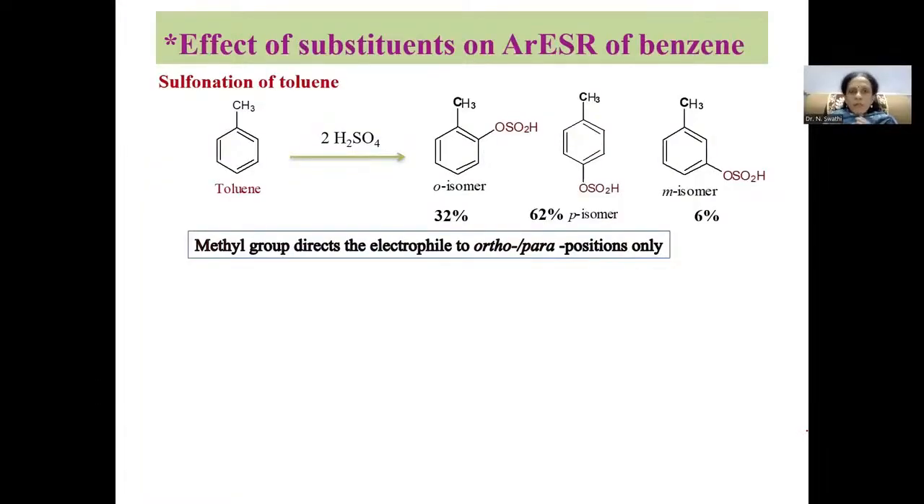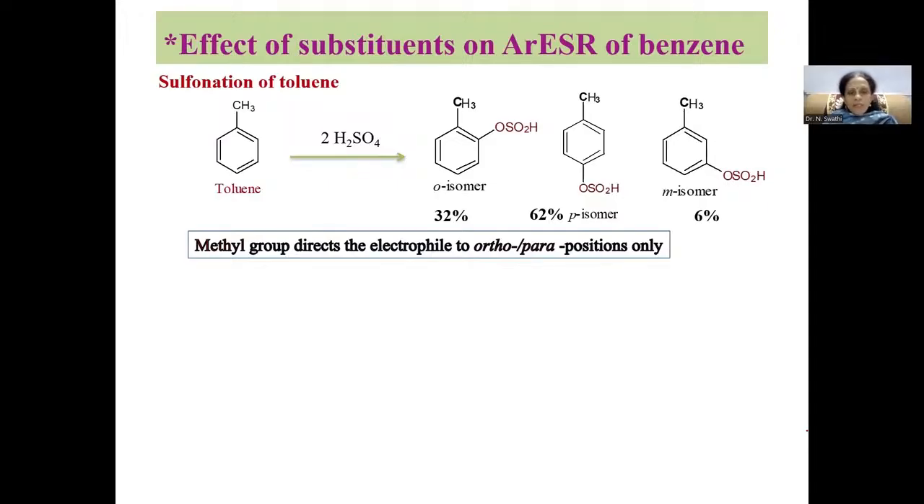The group which is already present on the benzene ring system determines the position of the next incoming group and also the rate of reactivity of these monosubstituted benzenes. Now let us try to understand the theory behind the orientation and reactivity of aromatic electrophilic substitution reactions of monosubstituted benzenes. Here I have mentioned 2 examples under orientation: sulfonation of toluene and nitration of nitrobenzene.